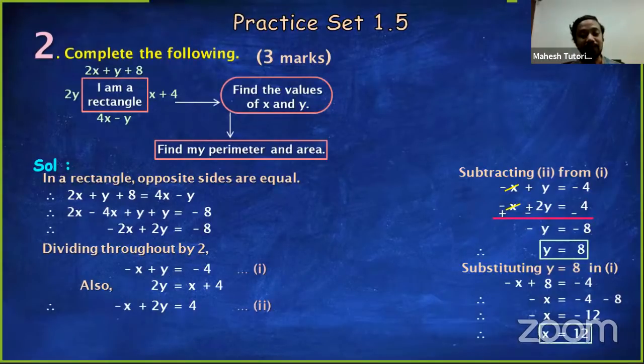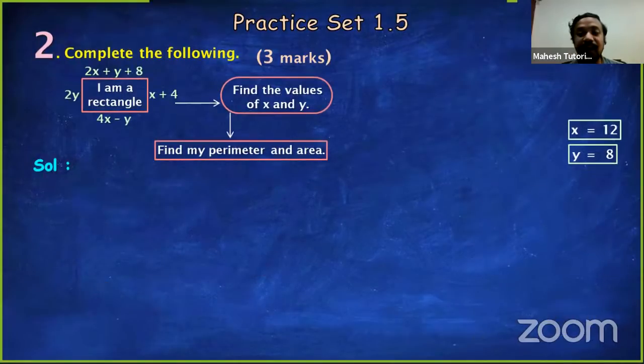So students, we have got the value of x as well as y. x is equal to 12 and y is equal to 8. So the first question asked was, find the value of x and y. So we have found the value of x and y, that is x equal to 12 and y equal to 8. Now, the next question is, we need to find the perimeter and the area of that rectangle. Now, students, to find the perimeter and the area of the rectangle, we first need to find the length and the breadth of the rectangle.